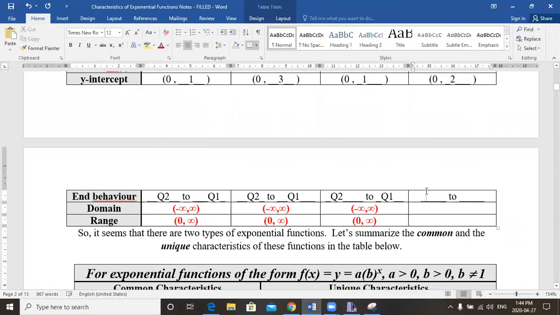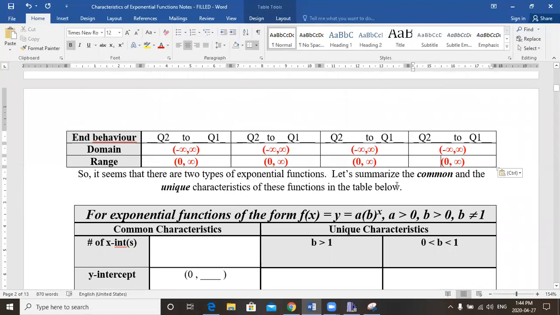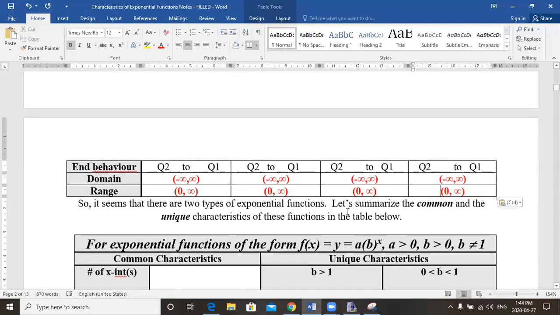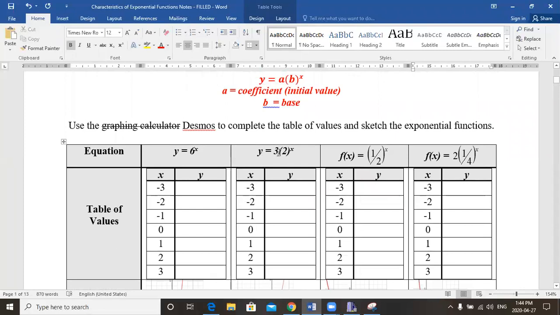So quadrant 2 to quadrant 1, and the domain and range would be the same. So notice that there are two types of exponential functions, and we'll summarize the common and unique characteristics of both of them. So we have the first two examples where the base was bigger than 1, and the second two examples the base was between 0 and 1.